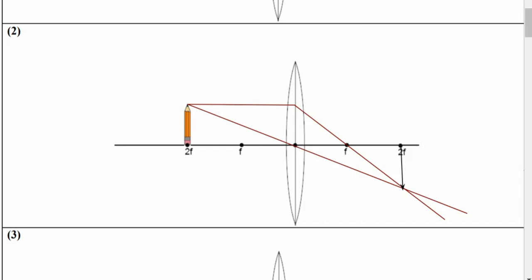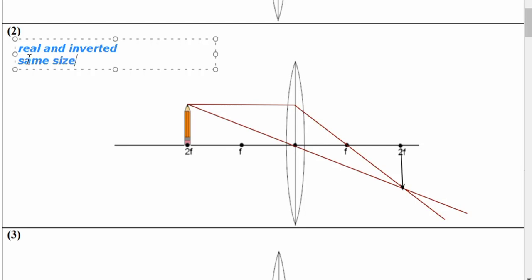Again, you can see that the image is upside down. It is on the other side of the lens, and it is of the same size at the same distance, and the image is real, which means it can be projected on a screen. It's inverted, as I mentioned, it's upside down, and we can find this example in photocopiers.